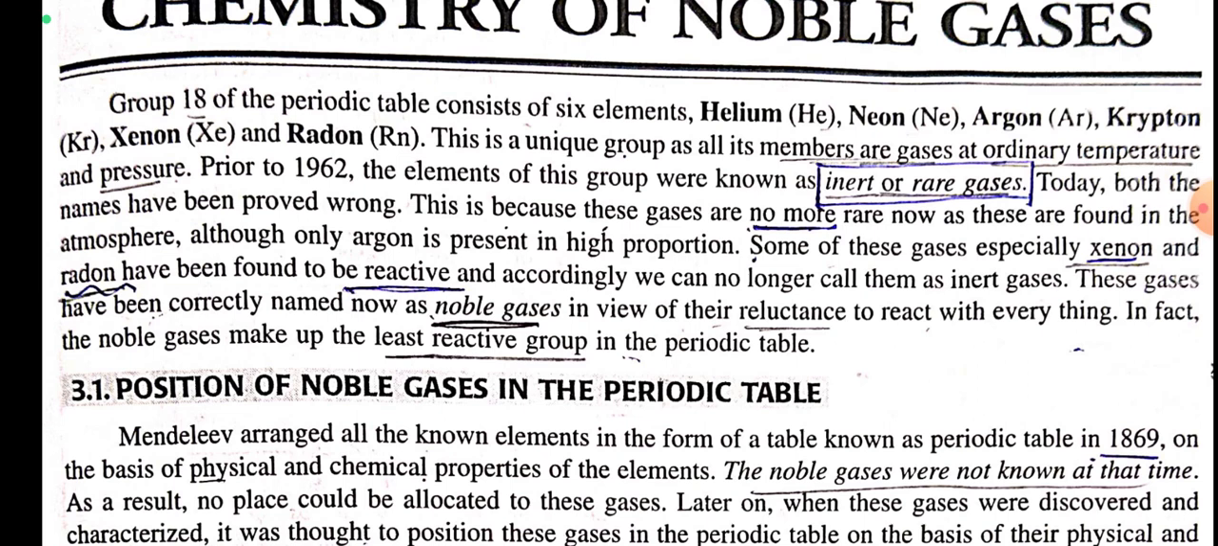Prior to 1962, the elements of this group were known as inert or rare gases. Today, both the names have been proved wrong. This is because these gases are no more rare now, as these are found in the atmosphere, although only argon is present in high proportion. Some of these gases, especially xenon and radon, have been found to be reactive, and accordingly, we can no longer call them inert gases.